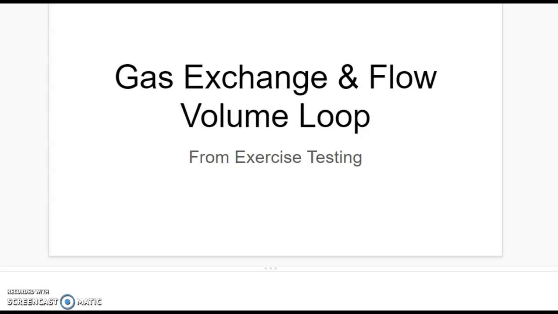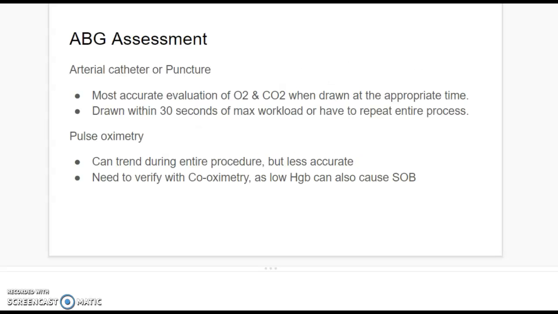We're going to look at gas exchange and flow volume loop evaluation from exercise testing. Starting with our ABG assessment, to do this we can either use an arterial catheter, which is probably safer, and we can then take serial measurements along with different increments of exercise, or we can do an arterial puncture. Either way, the ABG is going to be the most accurate evaluation of O2 and CO2 as long as it's drawn at the appropriate time.